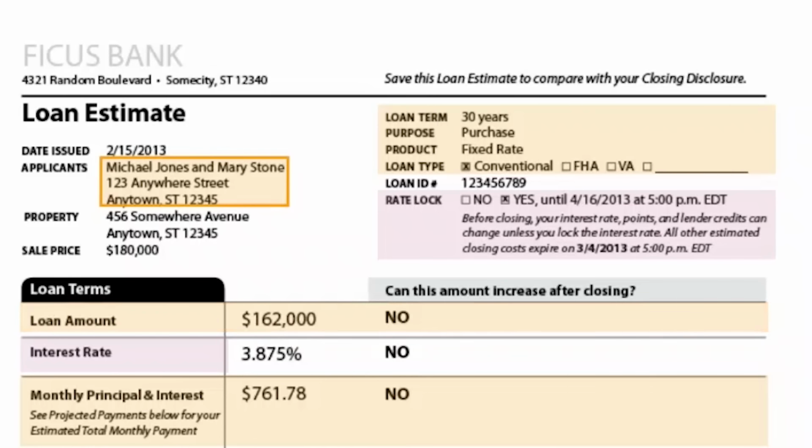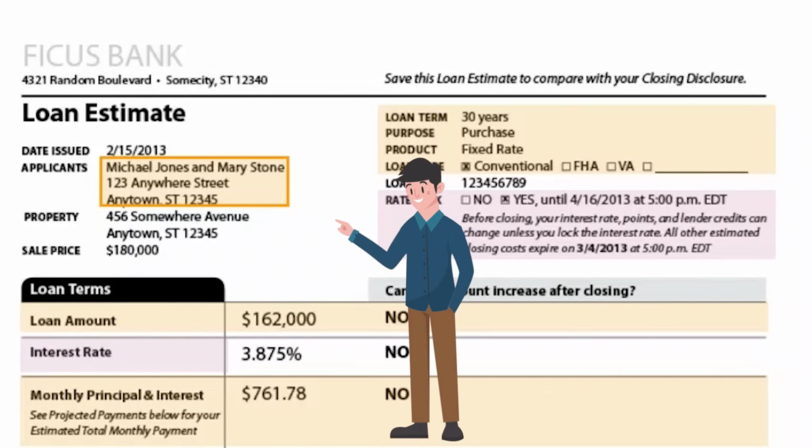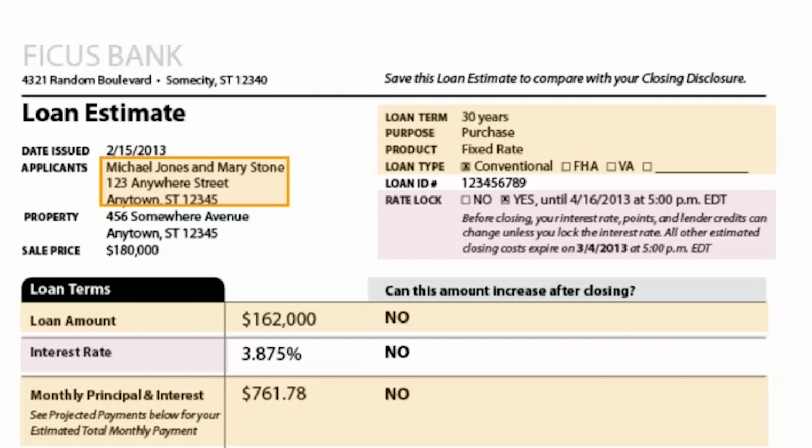On the loan estimate, page 1, up in the top left corner, you'll see the date that it was issued, who the applicants are, the property address, and the sales price. And then on the top right, it tells you the loan term, whether it's a purchase or refinance, if it's a fixed rate or adjustable, the loan type, rate lock.